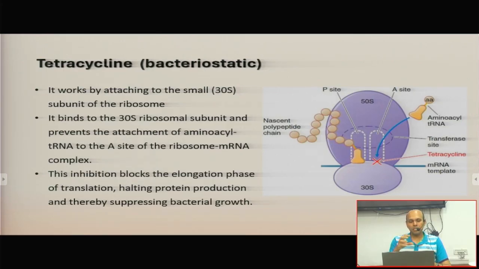You know what elongation is, right? You elongate. The chain is supposed to grow because this peptide chain is formed and proteins are made as a result of that, and that's how you have the proteins that are formed for cellular processes and other things. So the inhibition blocks the elongation phase of translation, halting protein production and suppressing bacterial growth. But remember that this is a bacteriostatic antibiotic, and this action over here is reversible. It is not written over here, but this action is reversible.